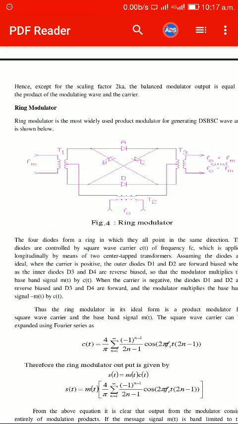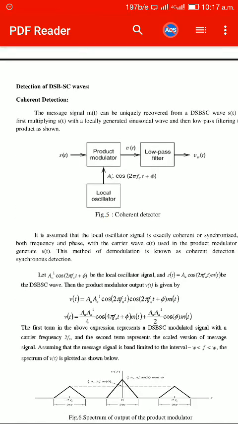Next we have been discussing detection. We should recover the message signal m of t from the DSBSC signal. Here, first we multiply the modulated signal with a locally generated carrier signal, and then it is passed to a low pass filter.